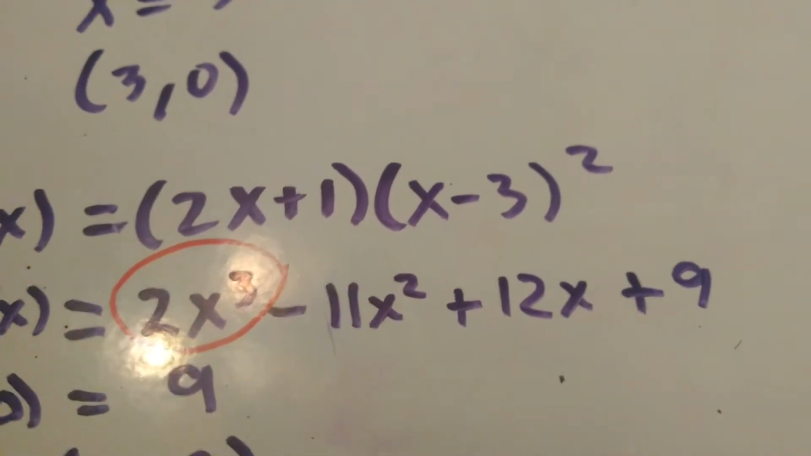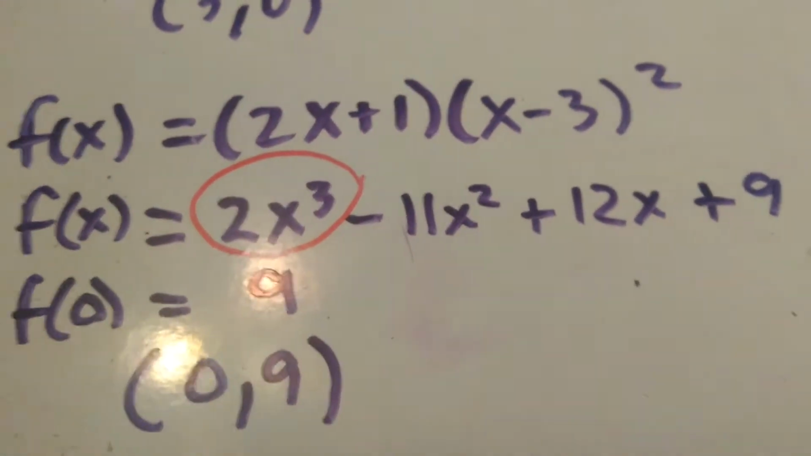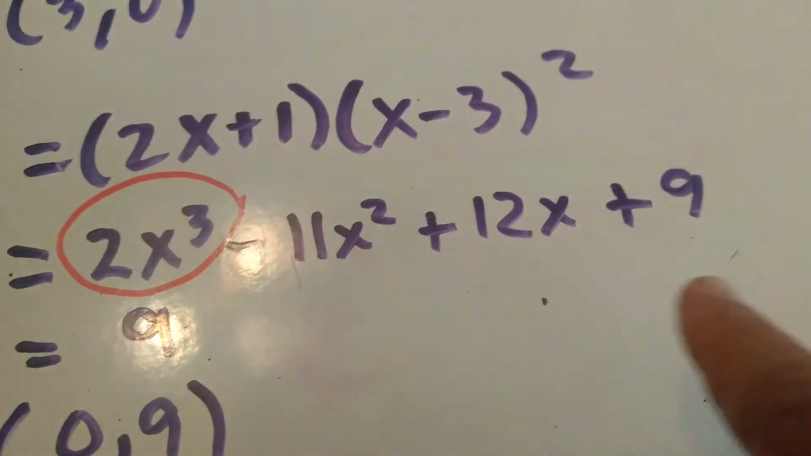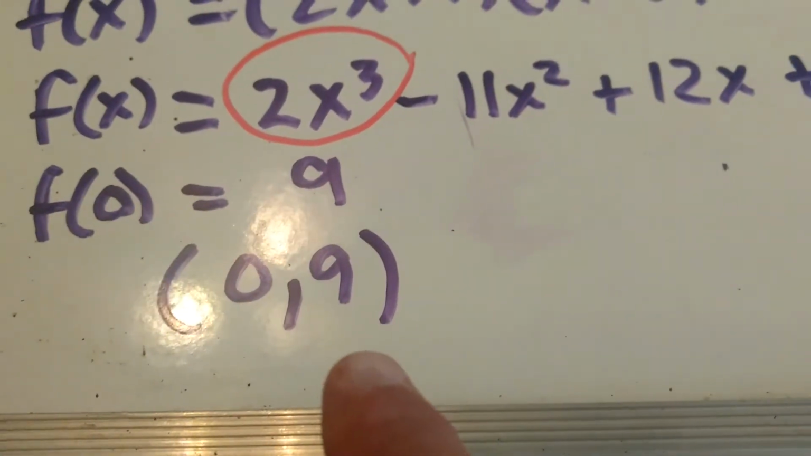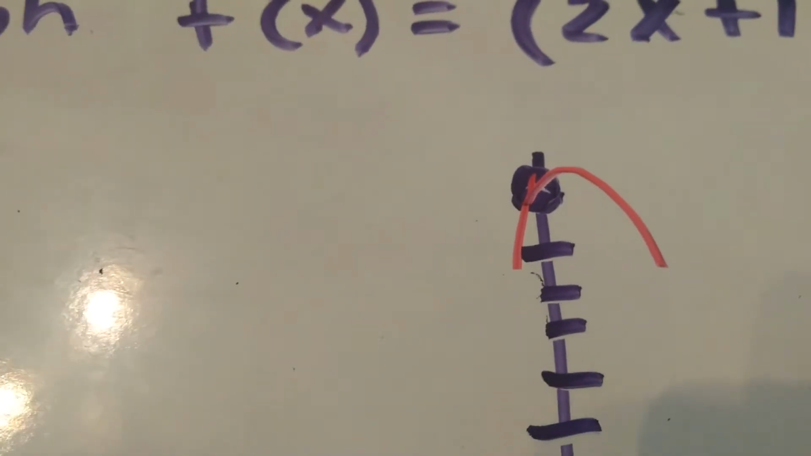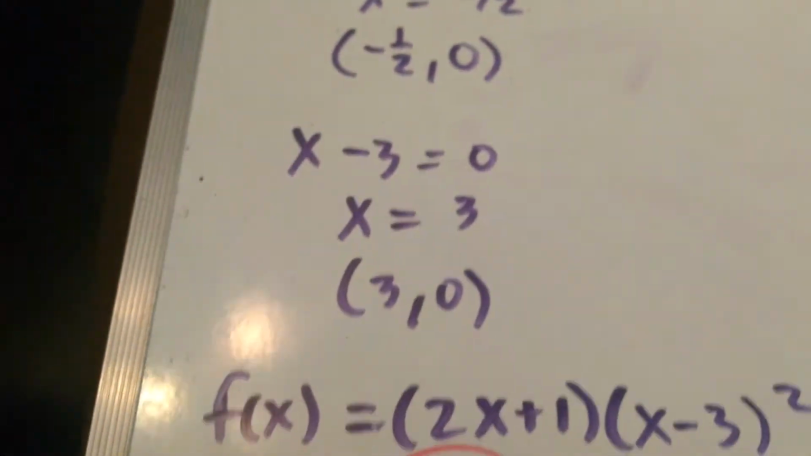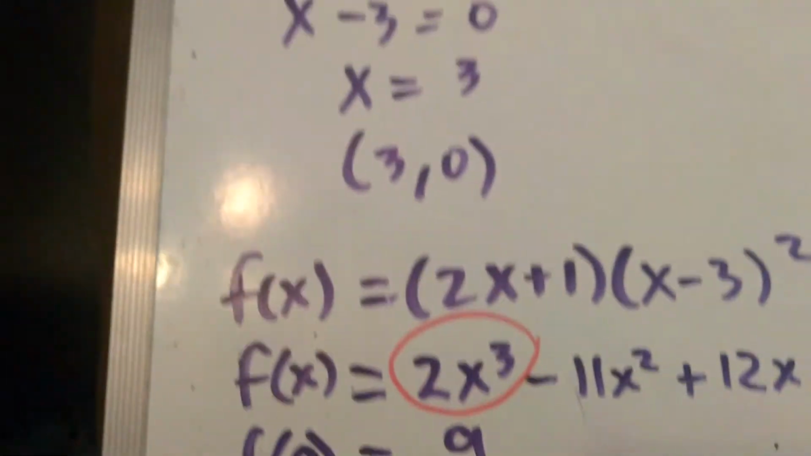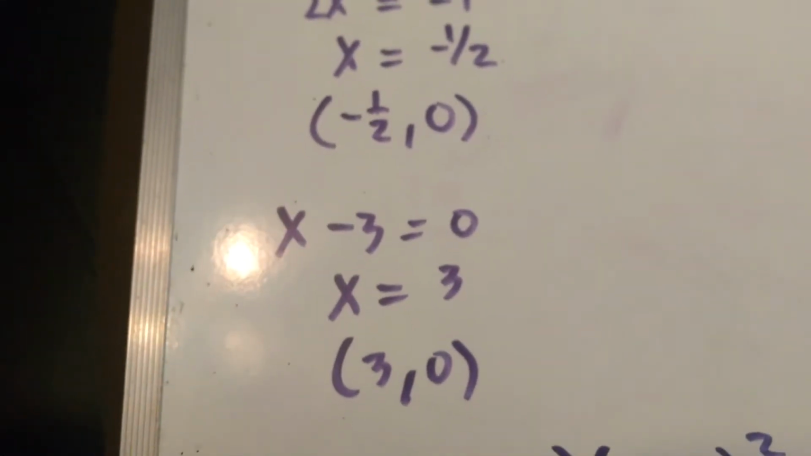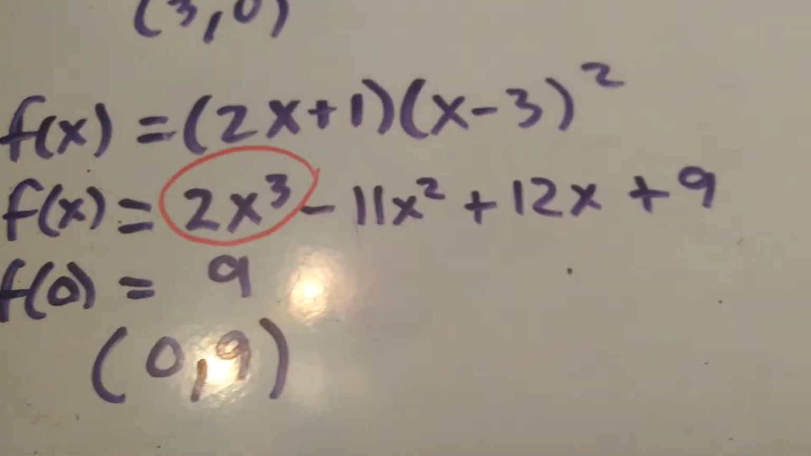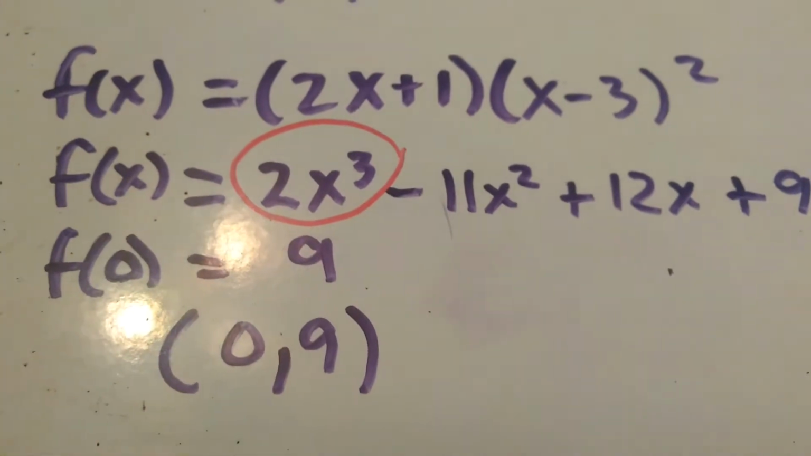If I want to find my y-intercept, all I'm doing is plugging in 0 for the x's. So this becomes 0, 0, 0, leaves me a 9. So my y-intercept is 0, 9, and I plotted 0, 9 right there. So this is a way that you can get 3 points on any graph: use the factors to find your x-intercepts, then multiply it out and plug 0 in; whatever your constant is, that's your y-intercept.